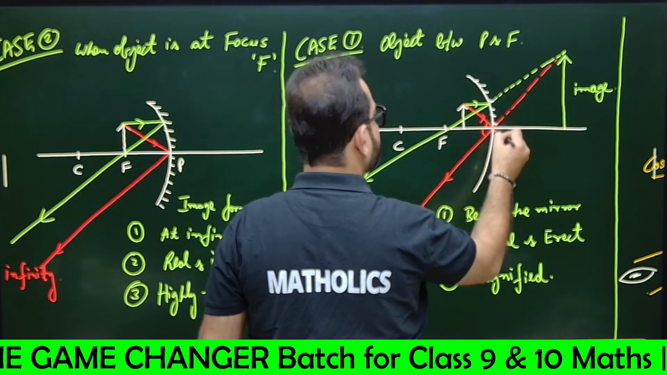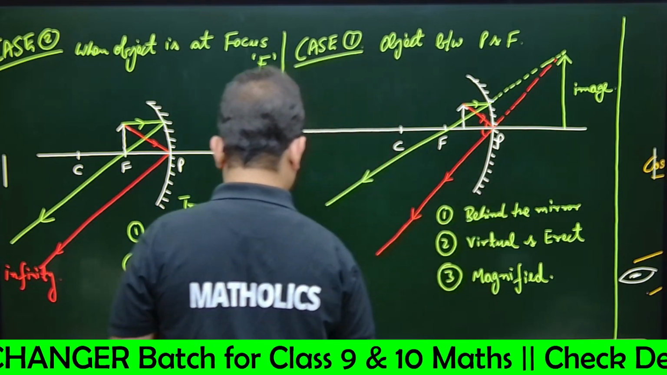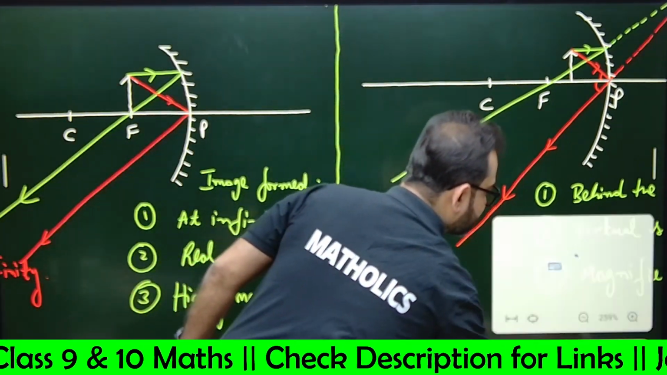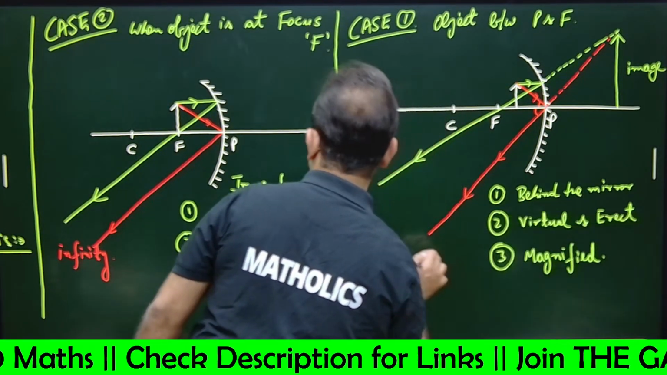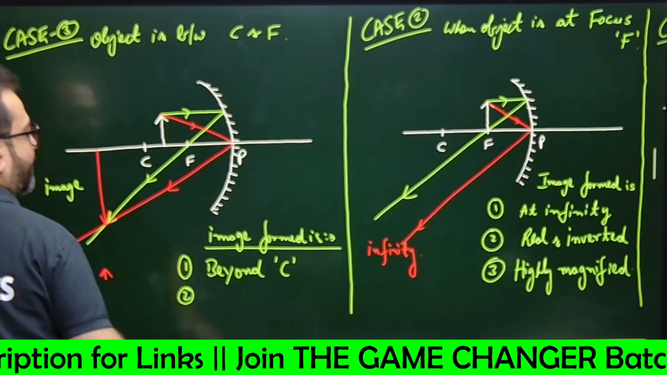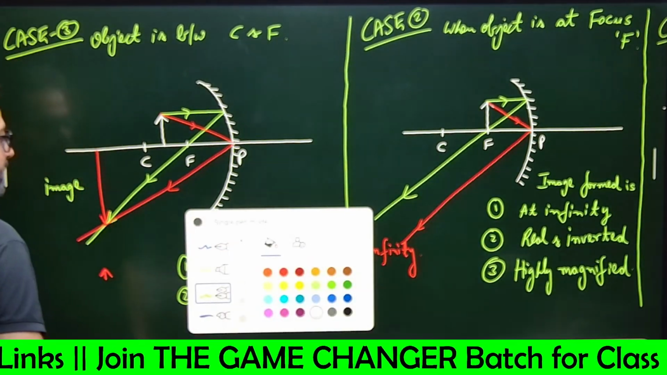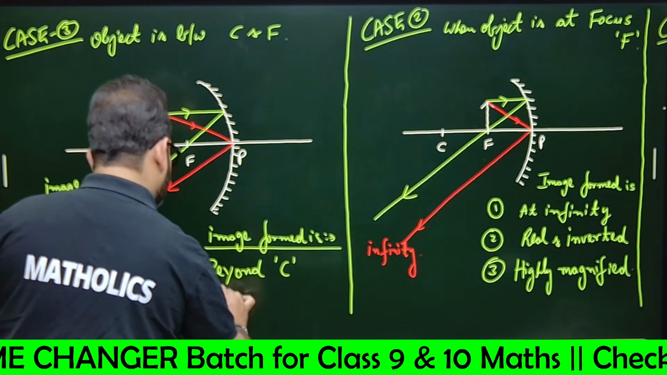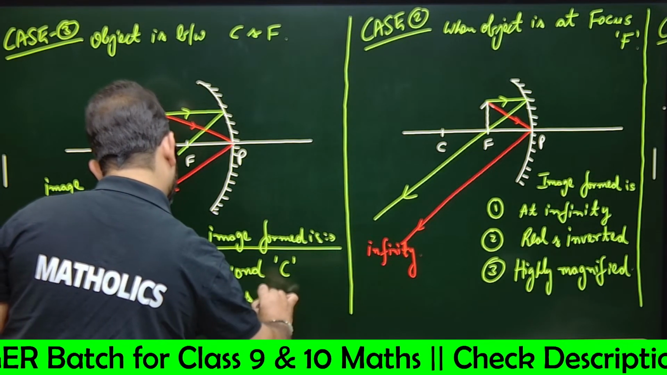This opaque part must be on the right side. Draw this. I forgot. Sorry. Right. These are the small things for which your teachers can deduct your marks in exams. So this is the point. Second point, first is beyond C. Second point, it is real and inverted.